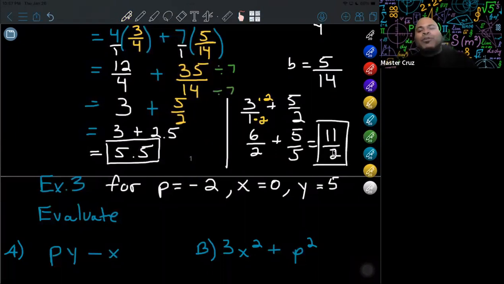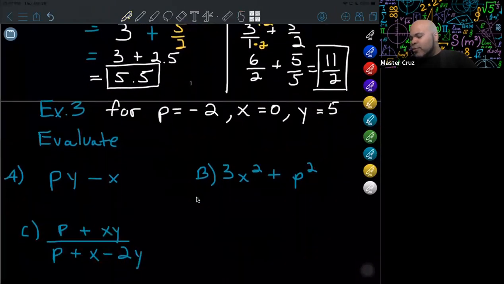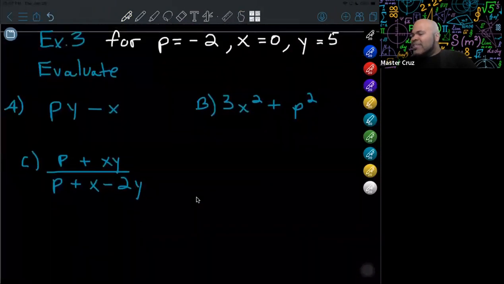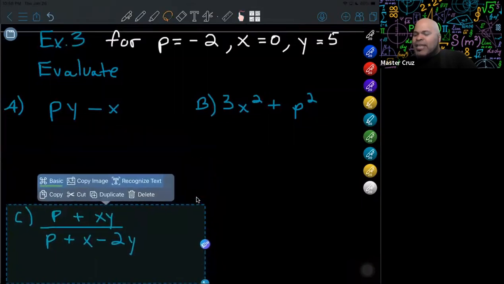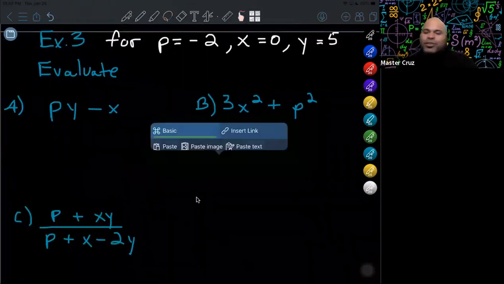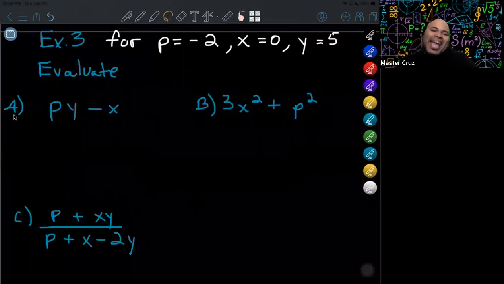If you take 11 over 2, meaning 11 divided by 2, you'll get 5.5. I think the left side is easier, but you choose the one that you like the most. Let's do example 3 to finish it. This is the last problem that we are going to do with evaluating. I want to make sure that I give you all kinds of problems, all right? So this is example A, actually.